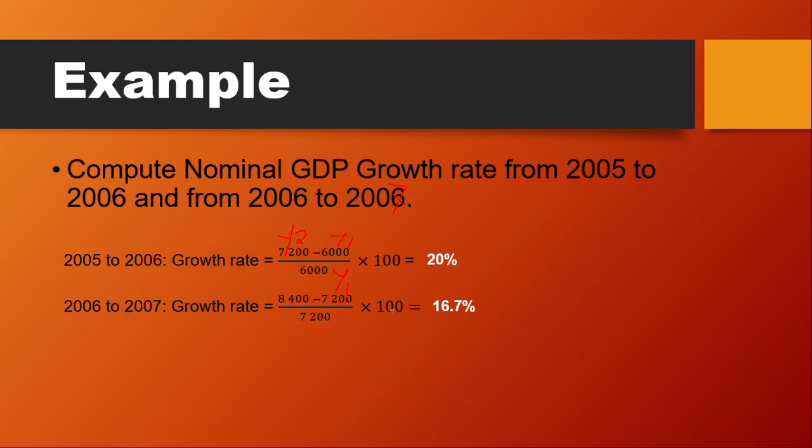And you can also do the same with real GDP. All you do is take year 2 minus year 1 over year 1, and multiply it by 100. The growth rate should be in percentage because you are talking about a rate, right? So it should be in percentage.